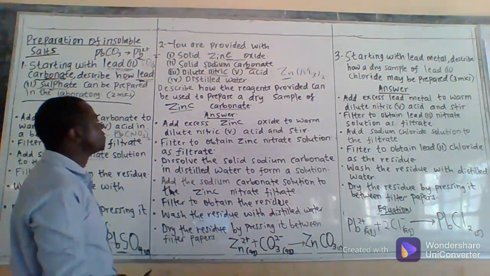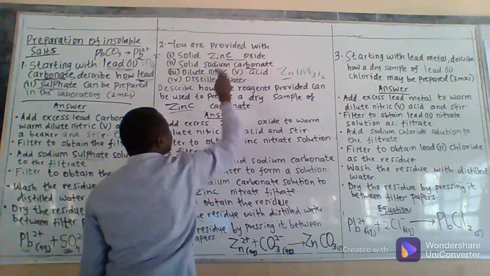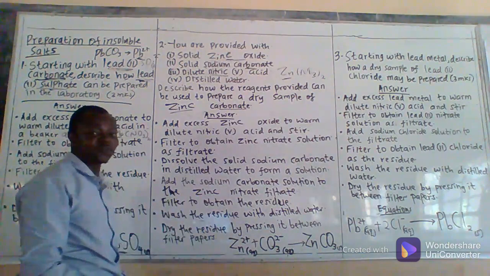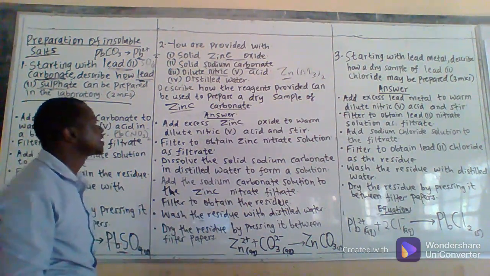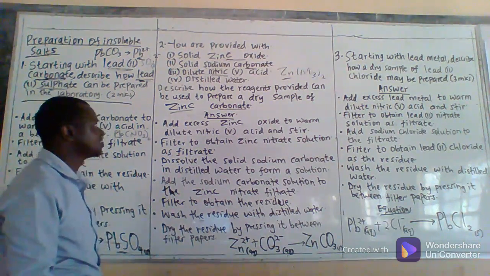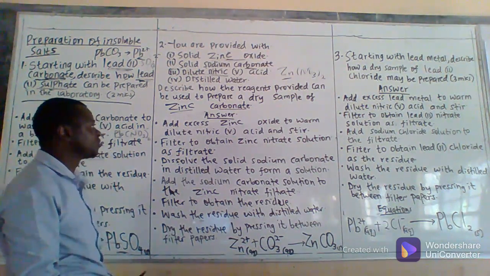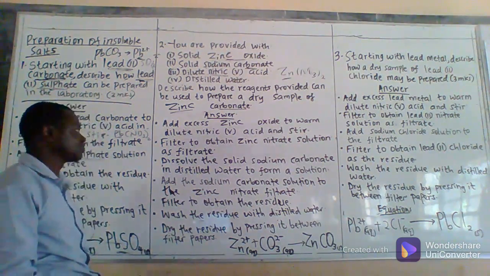So that now, when we react sodium carbonate solution with zinc nitrate solution, they are going to react to form zinc carbonate and sodium nitrate solution. And zinc carbonate formed is insoluble in water, so it can just be removed from that solution by filtration.